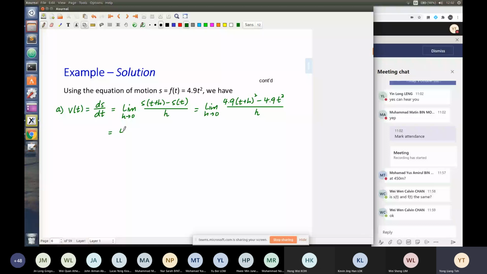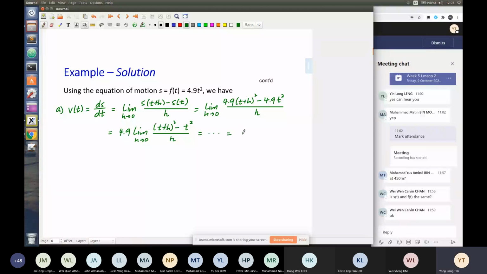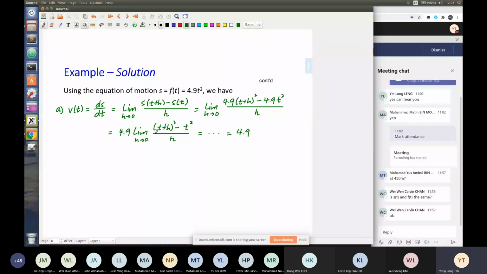Because 4.9 is a constant, we factorize it out of the limit operation, and we get back what we have gone through previously. So this limit is just 2t. So 4.9 times 2t gives us 9.8t. This is my velocity function.